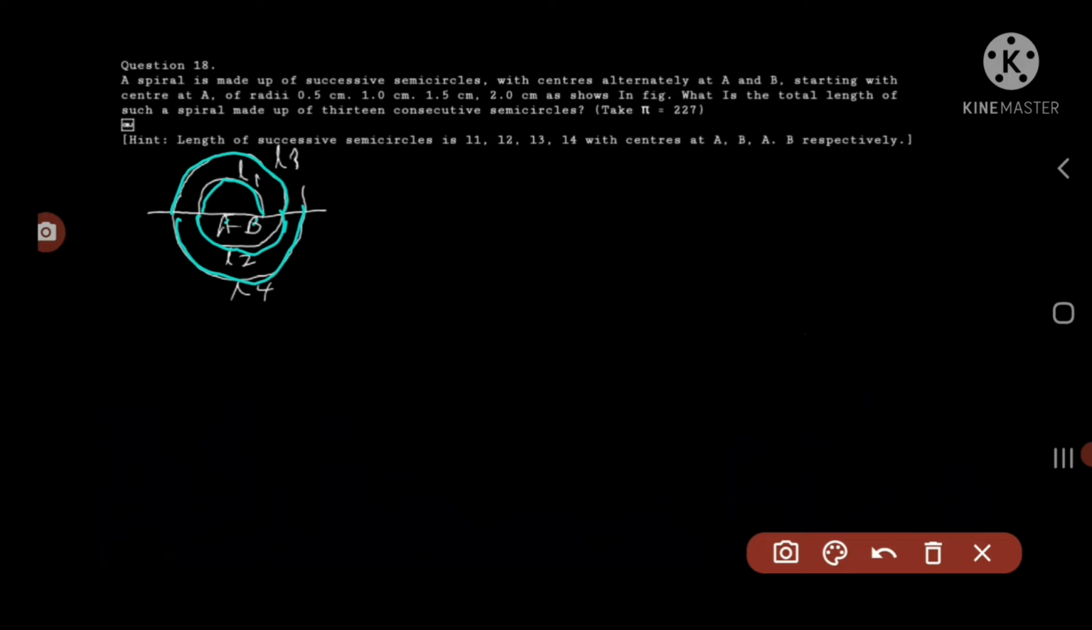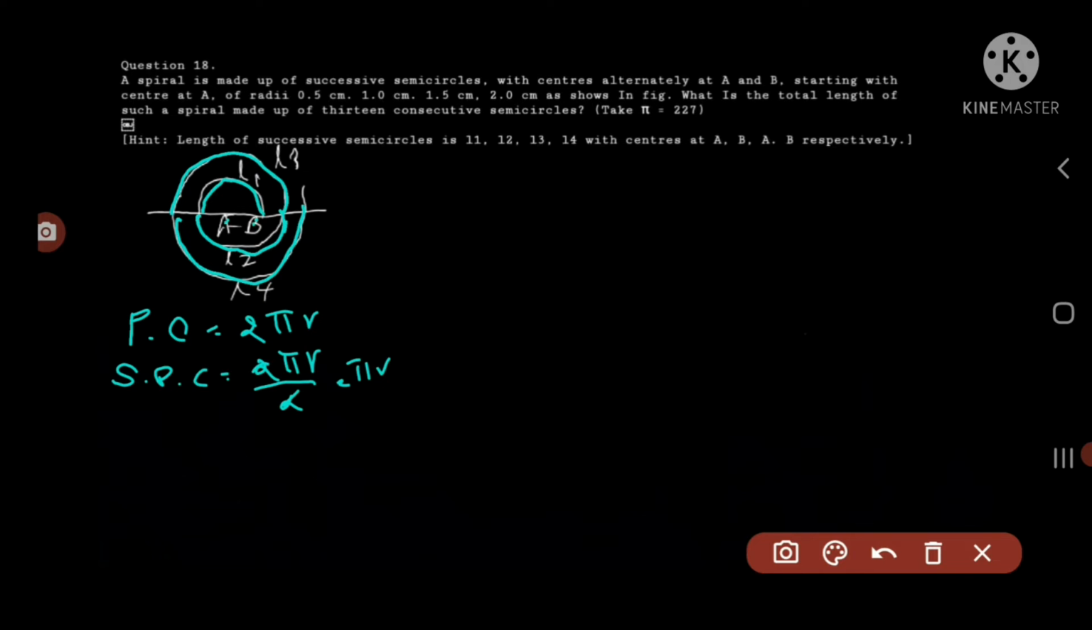See, this is a circle and this one is a semicircle. Circumference of a circle is equal to 2 pi r. Now, the perimeter of a semicircle is exactly half, that means 2 pi r by 2. The 2s cancel, that is equal to pi r. So the perimeter of a semicircle is pi r.